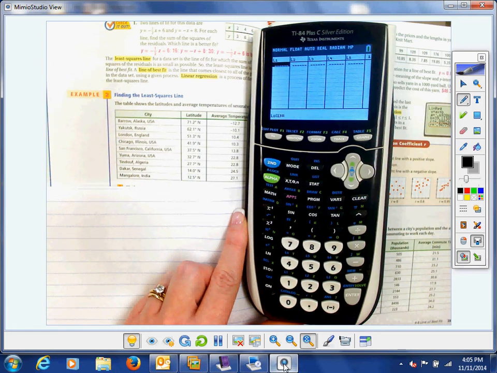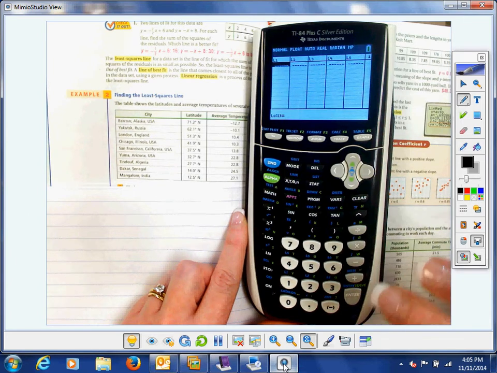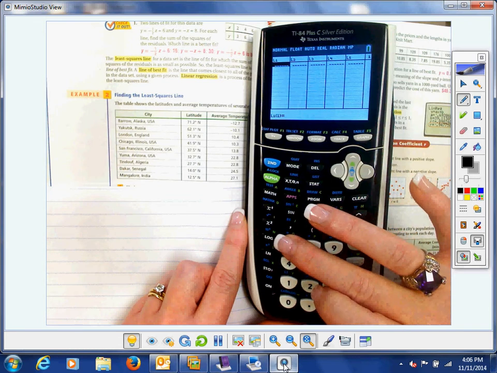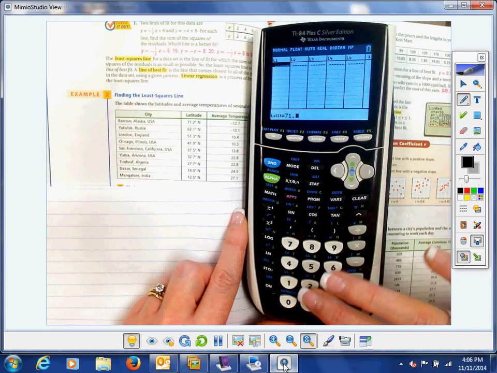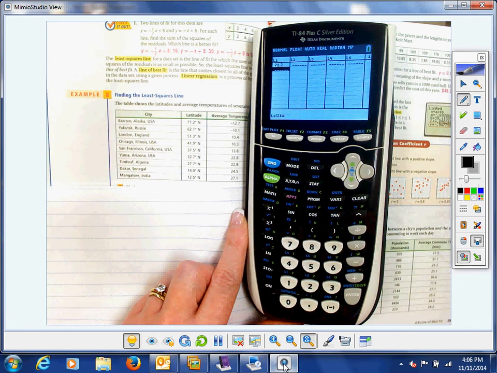I think in your note packet as well as in your textbook, we're going to input the latitude. You see 2 columns of data. The first column on the left is going to go under L1. So we're going to concentrate on entering those numbers in. Here's how it goes. You go 71.2, hit enter, and it pops in there.